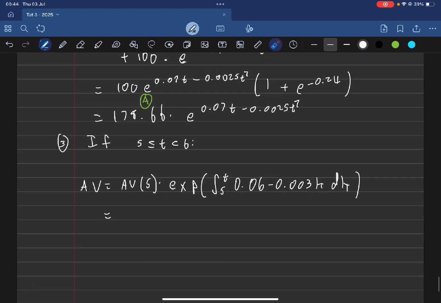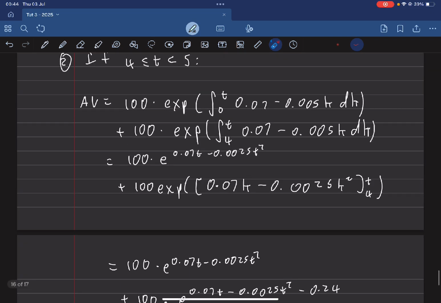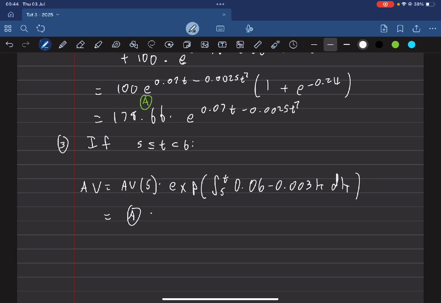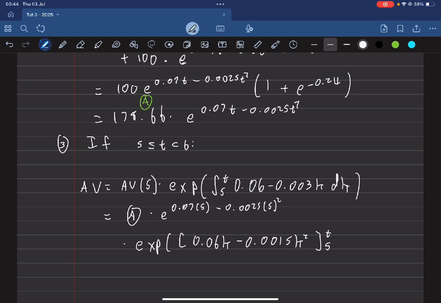So AV at 5 is, we can take this one and just sub in 5 for t, because this works for any points from 4 to 5. So it'll basically be, I'm just going to use the letter, so a times e to the 0.07 times 5 minus 0.0025 times 5 squared, cool, times, do our next line, times e to the 0.06k minus 0.0015 k squared, evaluated from 5 to t. Okay, good stuff.